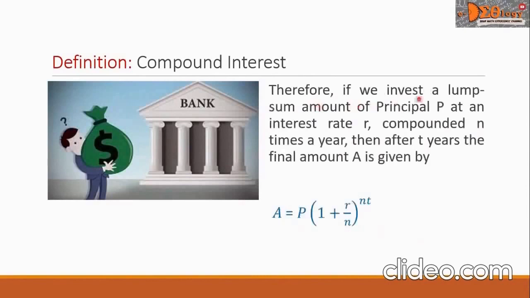Therefore, if we invest a lump sum amount of principal P at an interest rate R, compounded n times a year, then after T years, the final amount, denoted by capital A, is given by this formula: A equals P times the quantity 1 plus the fraction R over N, and this quantity is raised to a power that is a product of N times T.